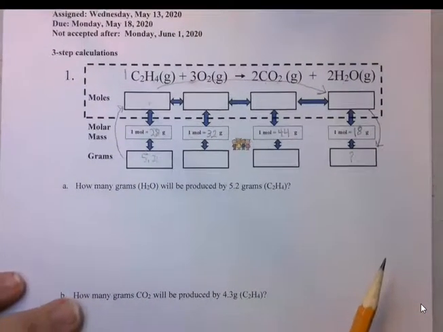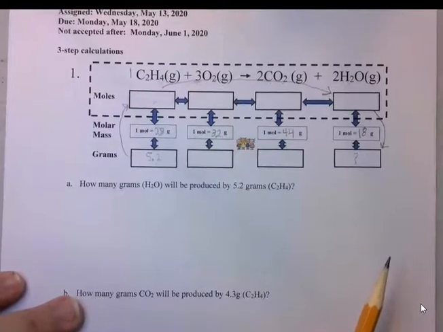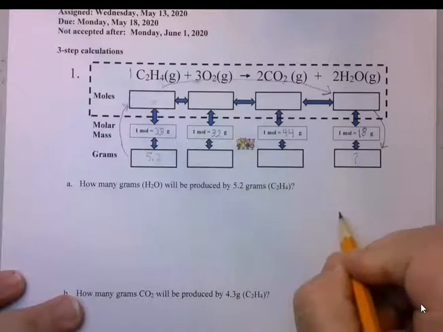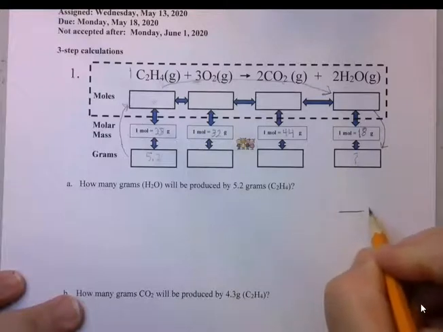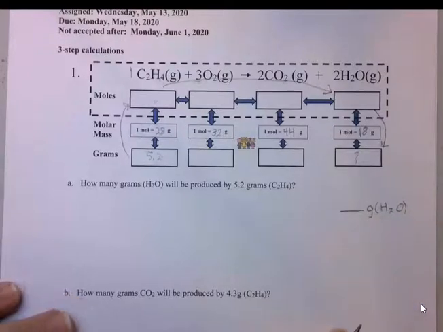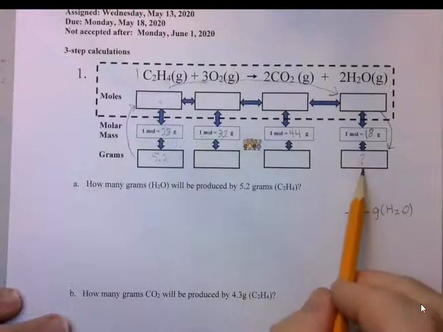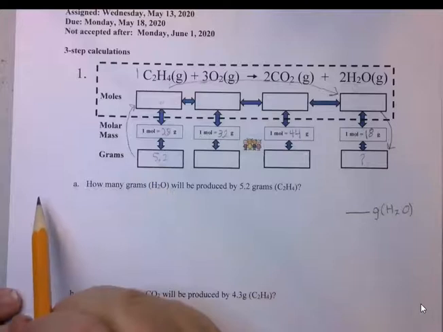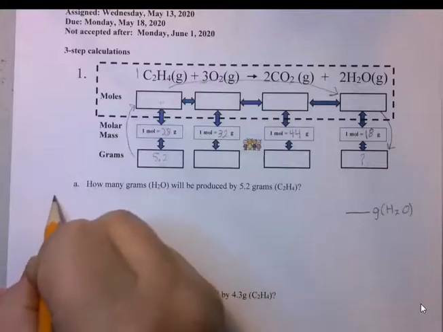All right. So let's go ahead and write down what we have here. So we have how many grams of H2O. So way over here on the right, and I mean way over there because it's going to be a long equation. It's grams H2O. And that's what you're looking for. And you're starting off with 5.2 grams of C2H4. So I'm going to start that way over here on the right.